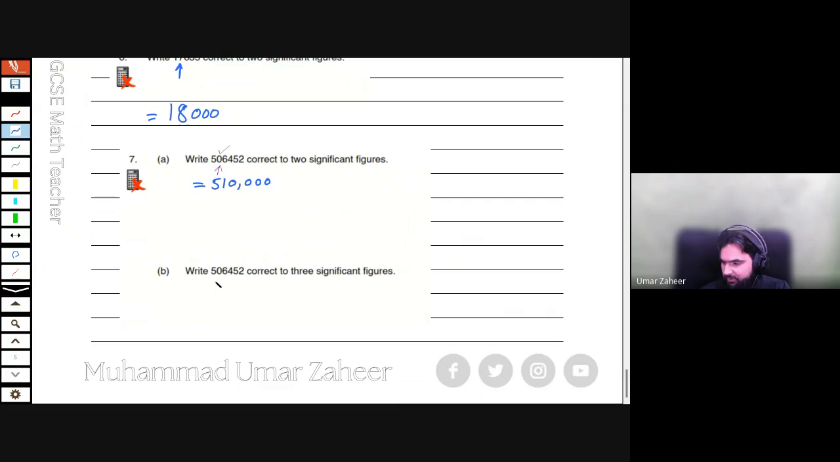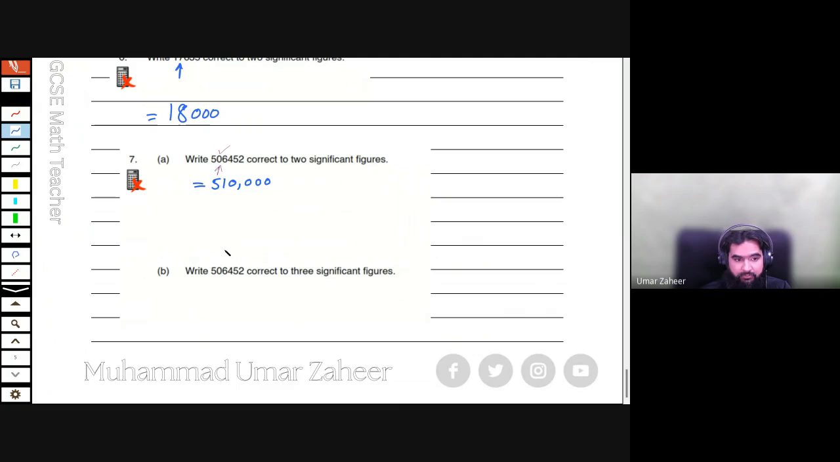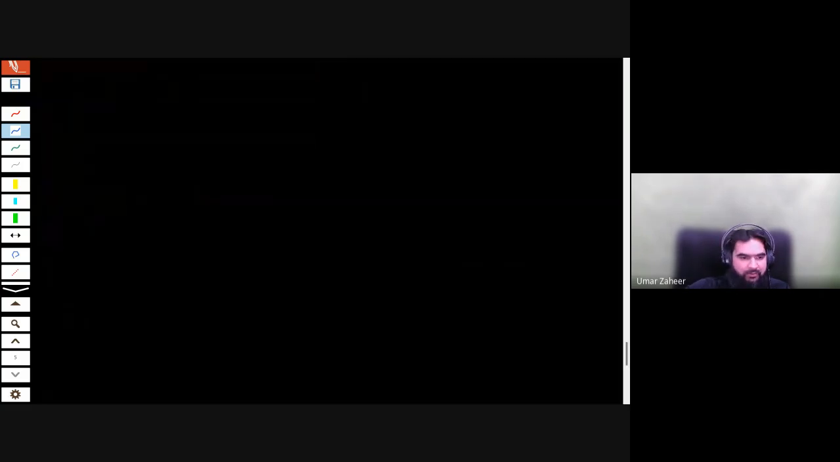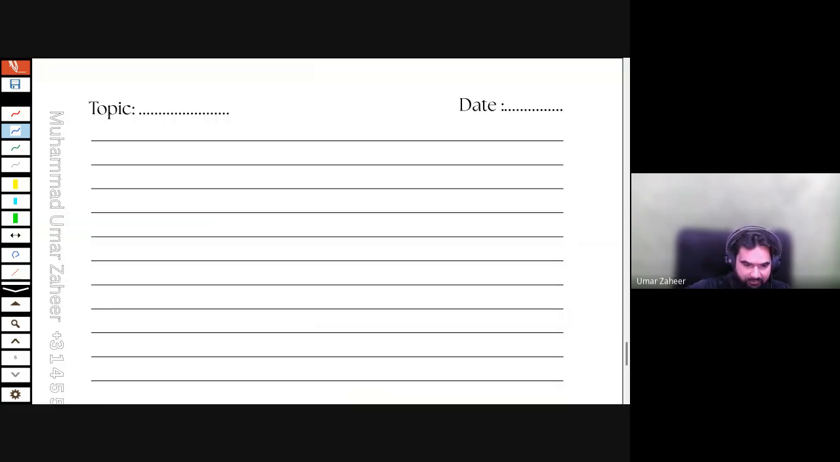Yes, Hanana, tell me about the next one. You have to round off up to three significant figures. Which is the third significant figure here? 506. The third one is 6. So round off till 6. 506,000. Yes, everyone, is it clear how we are rounding off with significant figures?